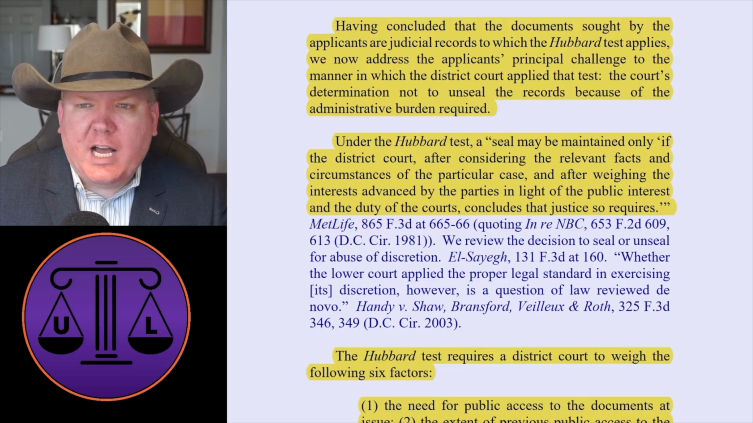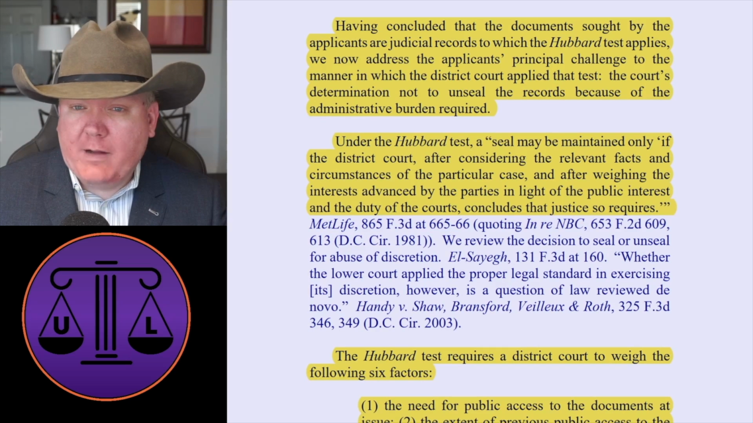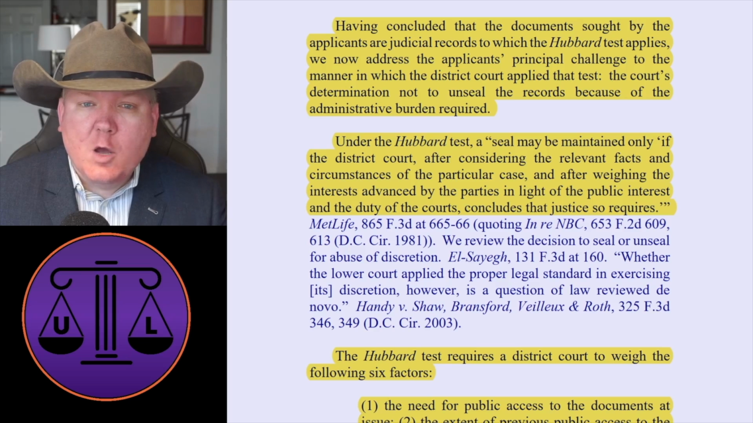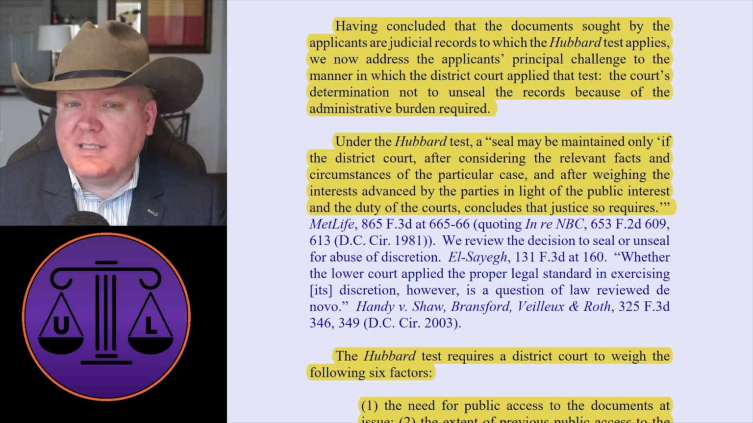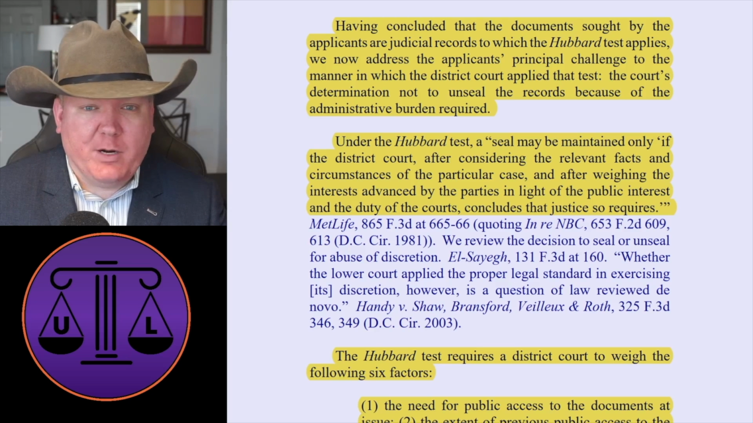Having concluded that the documents sought by the applicants are judicial records to which the Hubbard test applies, we now address the applicant's principal challenge to the manner in which the district court applied the test: the court's determination not to unseal the records because of administrative burden.